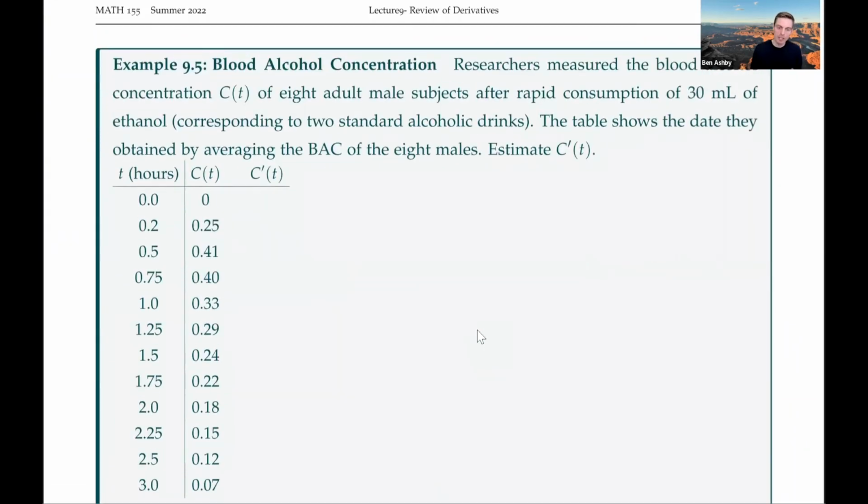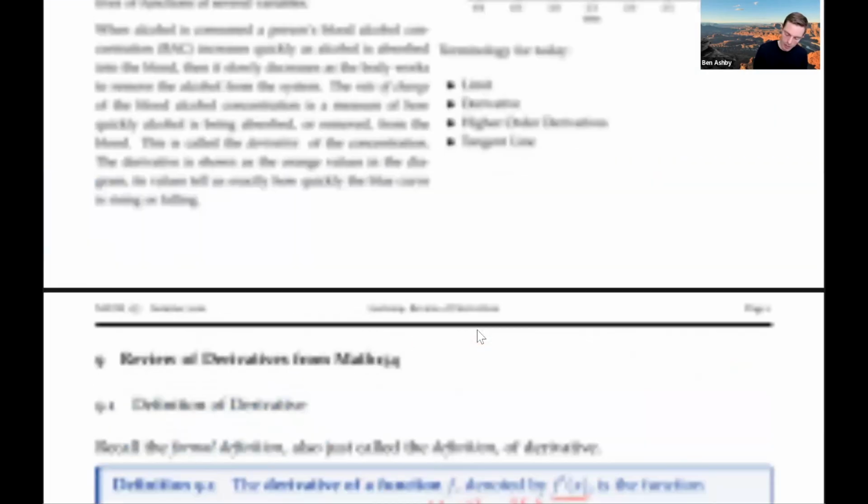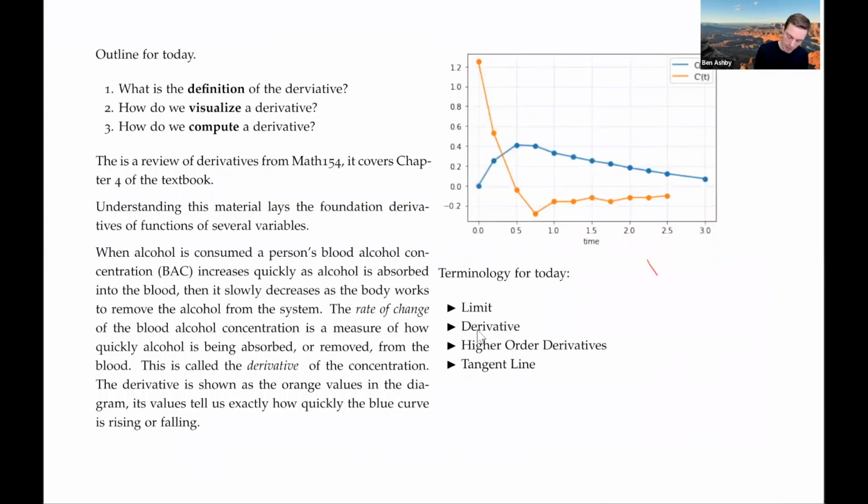Okay, so I mentioned at the beginning that we had this example of blood alcohol concentration. So the data shown in that table there are plotted on this graph here. So I'll just talk about it here for a second. The orange line is showing our derivative, and the blue line is our actual blood alcohol concentration here. So this is the actual, and this is the derivative at each of these different points.